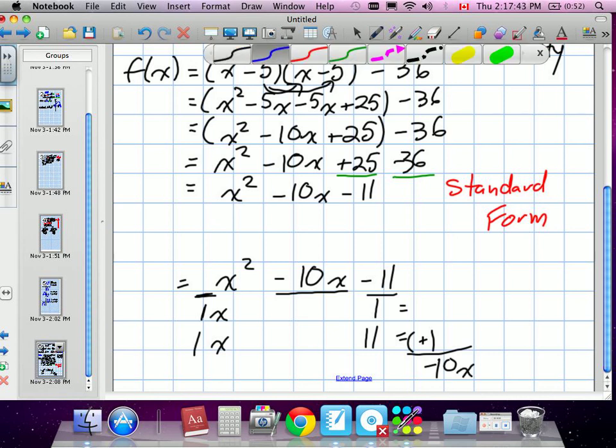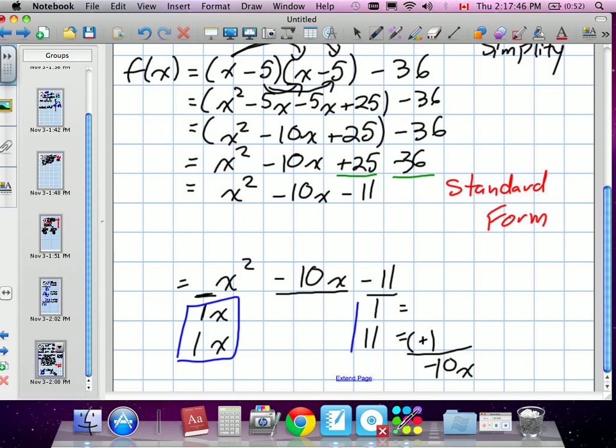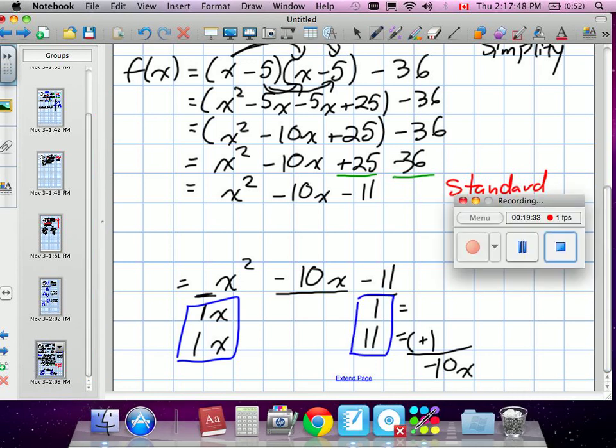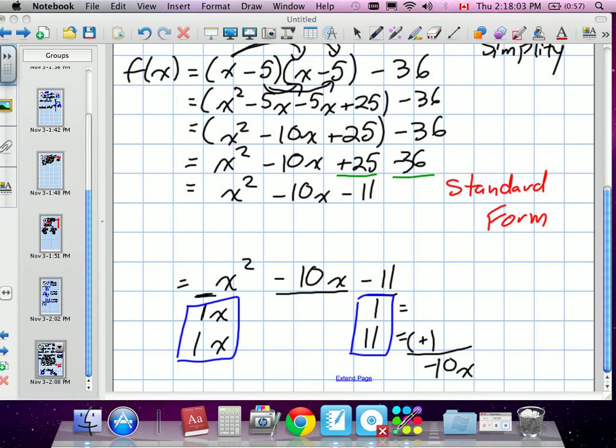So we trial and error here. We do 1x times 1 and 1x times 11. We're going to get 1x and 11x. This combination we know is going to work. But the 11 will need to be negative in order to get negative 10x when we add these. So in other words, the number we multiplied, which was the 11, has to be negative.